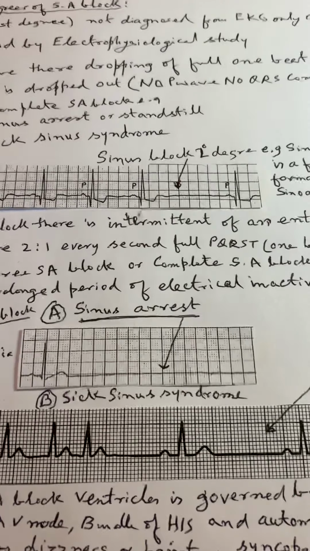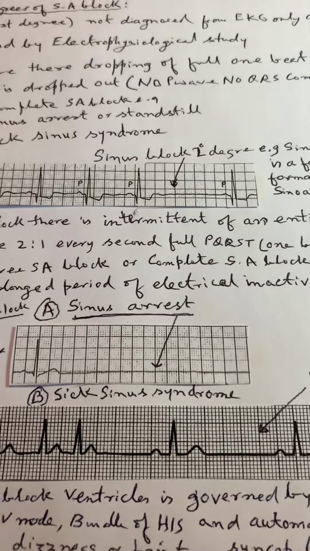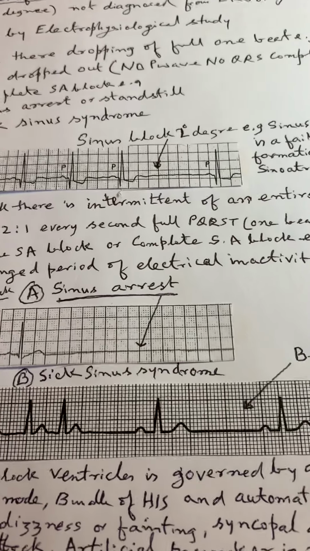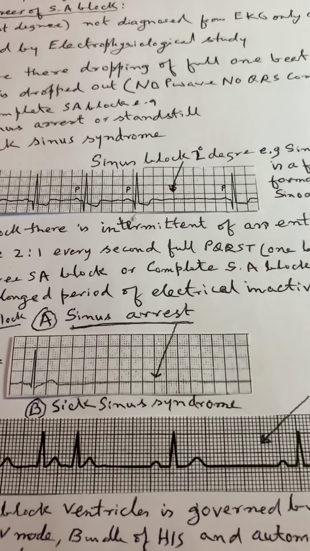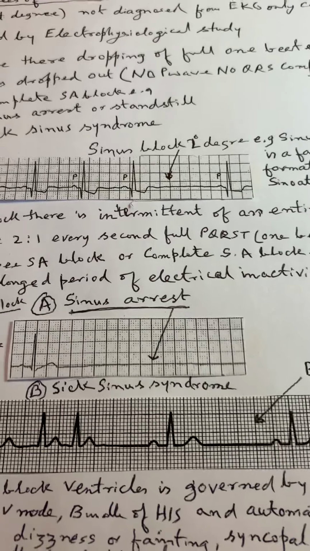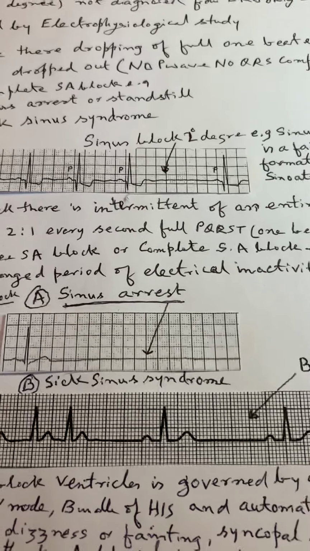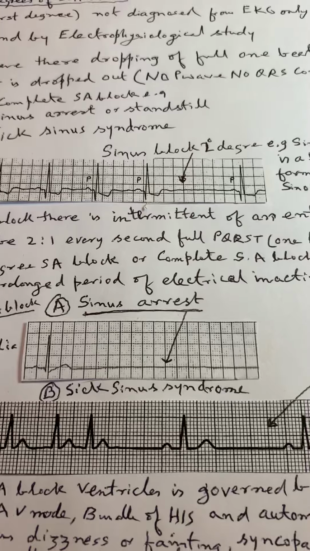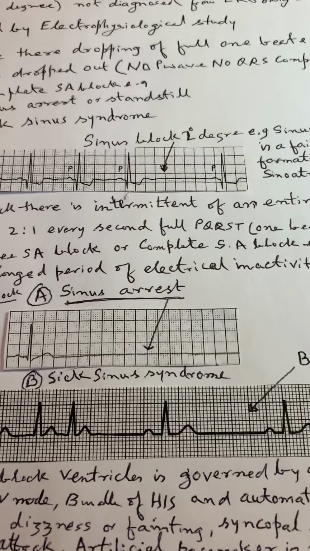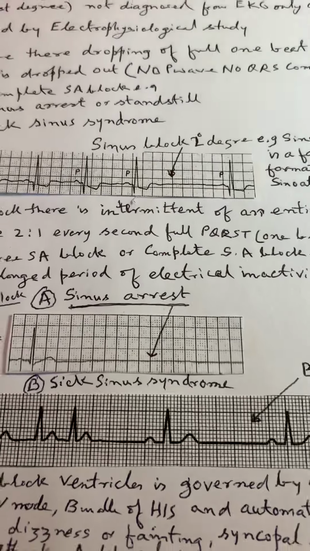If there is a complete third degree SA block, does it mean that the heart will stop? There is no heartbeat and the person will die? No. God has given us so many things on which we can fall back. If there is a third degree, complete SA block and the heart is not reviving, then the AV node takes over the function of pacemaker.